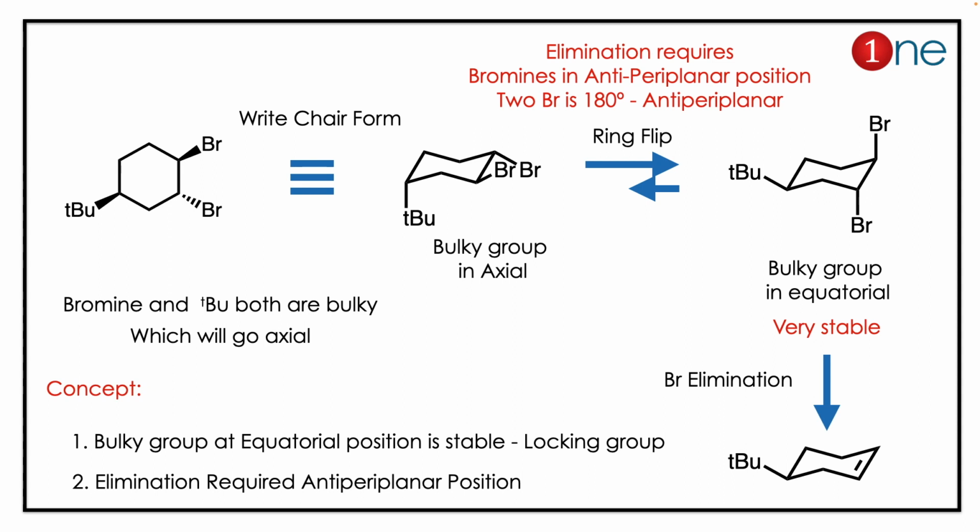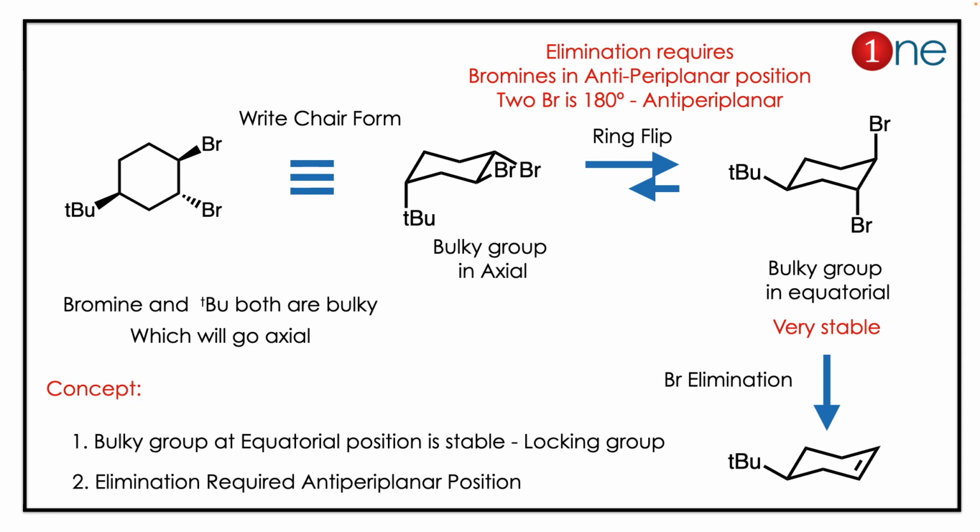Here the immediate question comes, which one is stable, which one comes axial, which one comes equatorial. First you draw the cyclohexane into chair form, because that is the most stable structure. So you write each one and check the reaction condition. It is the elimination reaction.